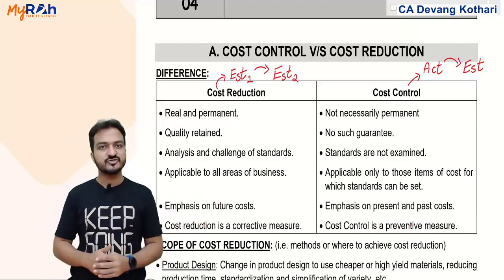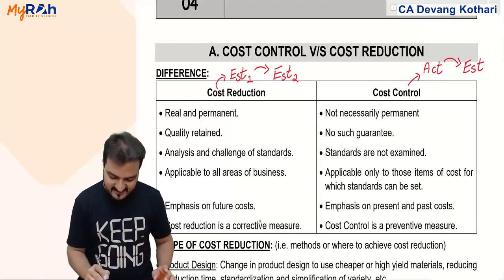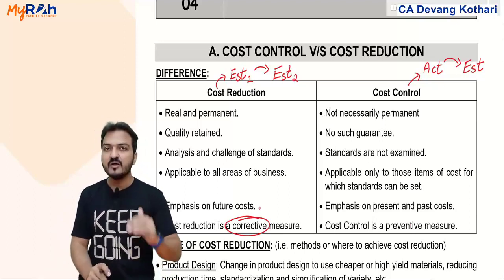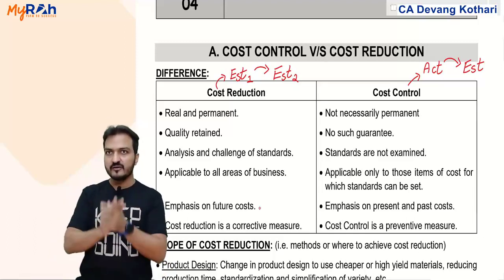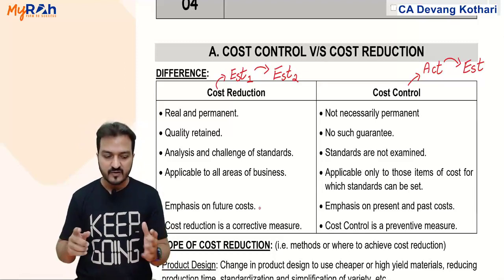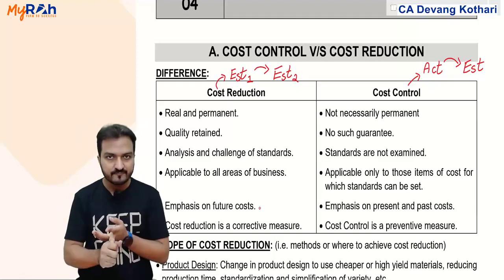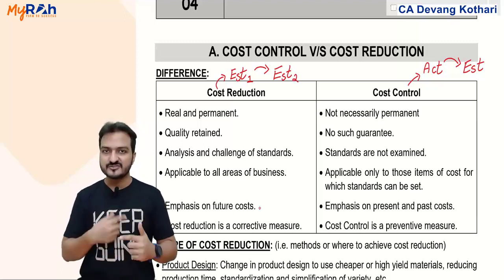While cost reduction is not a preventive measure. I say it is a corrective measure. Why? Because cost reduction is done before you actually incur the cost. Yes. So how to do that? I told you cost control is done by preventing your mistakes, like preventing wastage of material, preventing wastage of labor. That can give you cost control. That will not give you cost reduction.